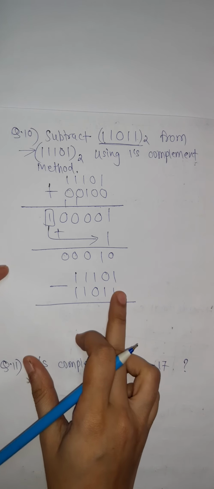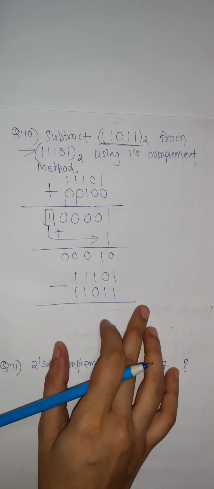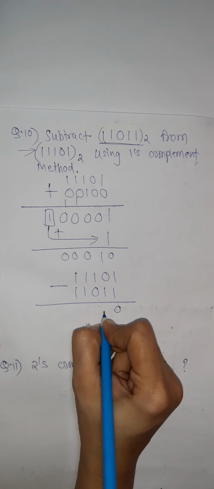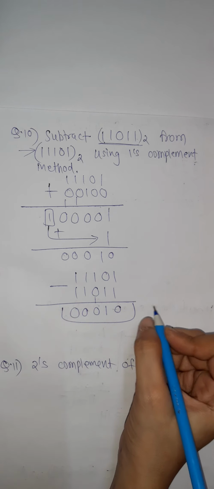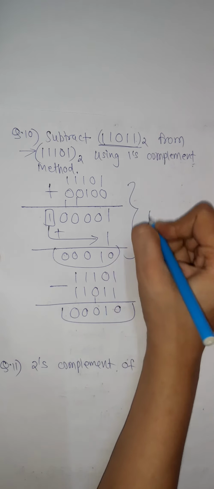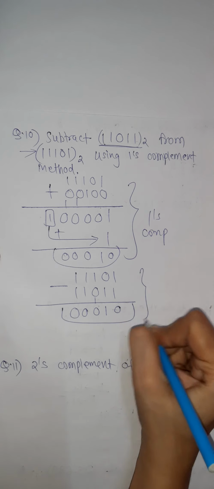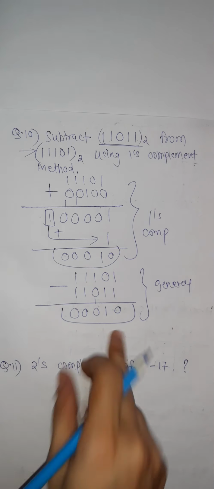Now if I perform the subtraction using our general method, then what will be the answer? 0. 110 carry 1, 000. Then again the answer is the same, 00010. So using the 1's complement method this is the answer, and using general subtraction, the answer matches with this answer. So the answer is right.